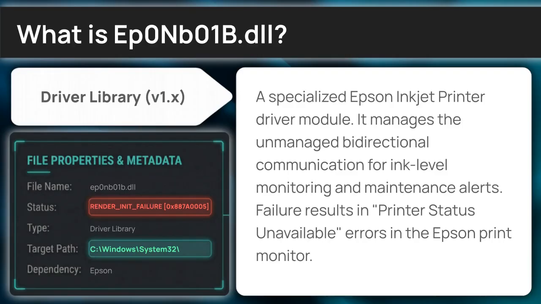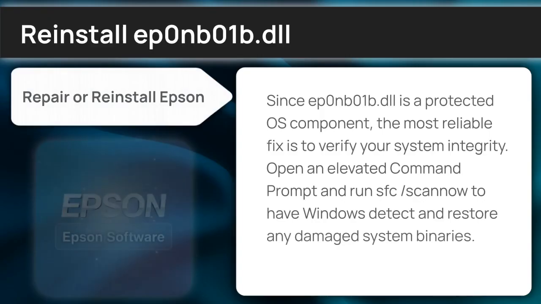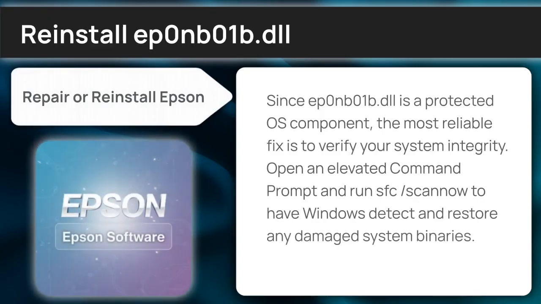With that context in mind, our first logical step is a clean reinstallation. Since ep0nb01b.dll is a protected OS component, the most reliable fix is to verify your system integrity. Open an elevated command prompt and run sfc /scannow to have Windows detect and restore any damaged system binaries.